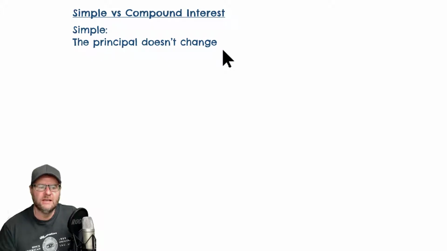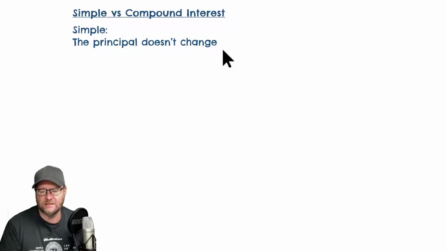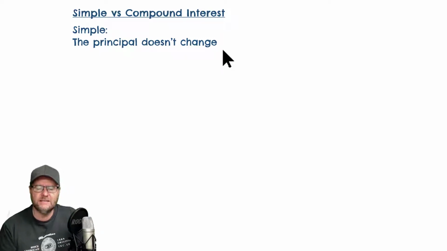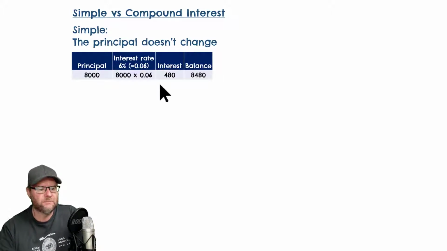In simple interest, the principal doesn't change. Now, the principal is the starting amount. It could be for an investment, could be for a loan. The maths is exactly the same, but whatever the starting amount is, that is our principal. So let's look at an example and just see how it works.